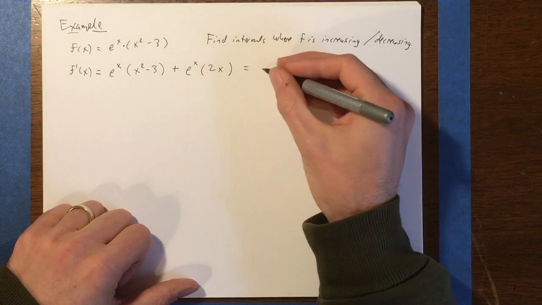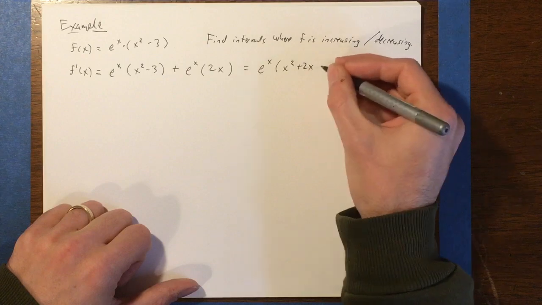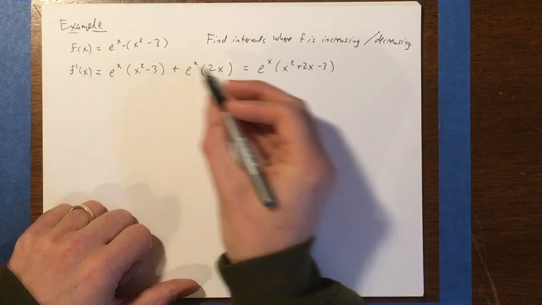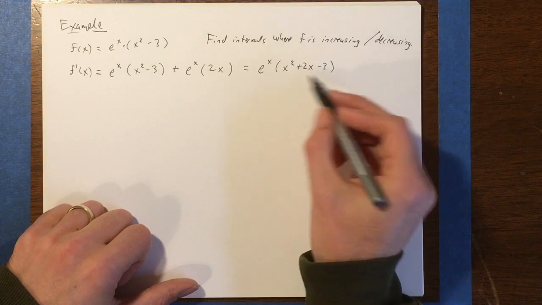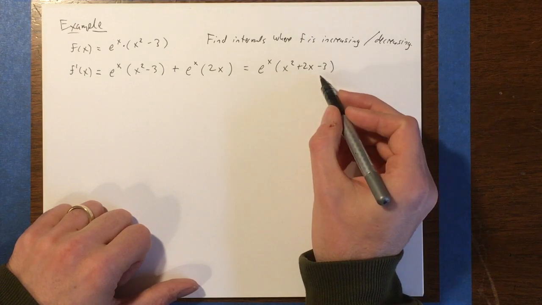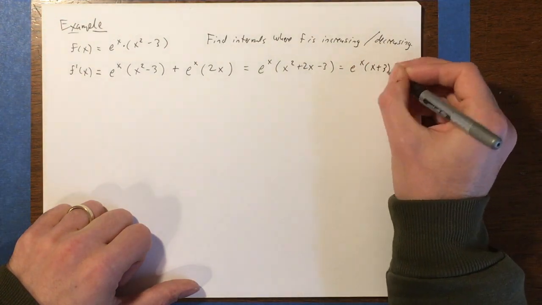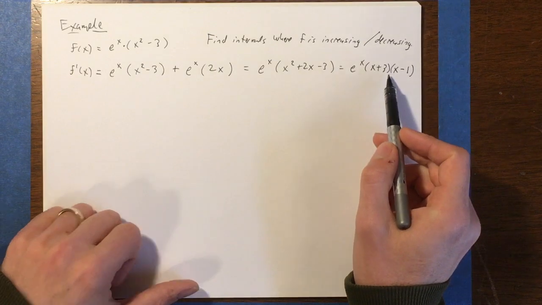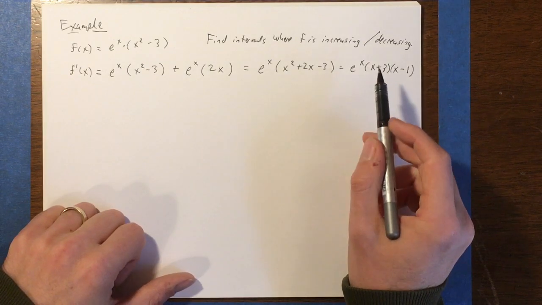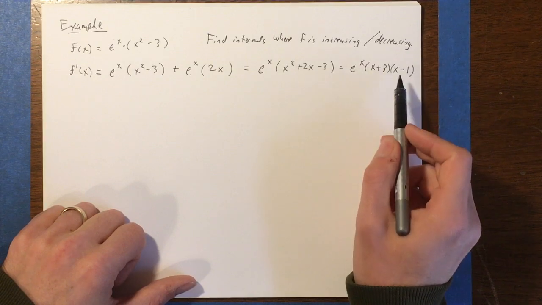Let's simplify that a little bit. I'm going to factor out the e to the x, and then what's left over is going to be x squared plus 2x minus 3. I wrote them in that order, x squared plus 2x minus 3, because I wanted to write it like a quadratic. And so you can actually factor this quadratic, and we get e to the x times x plus 3 times x minus 1. This is going to be a function that we're going to need to work with in just a moment.